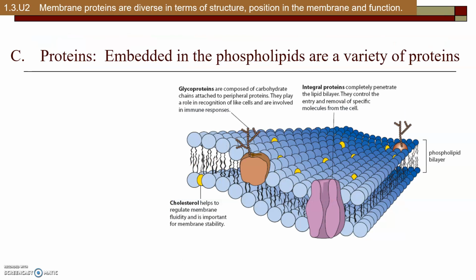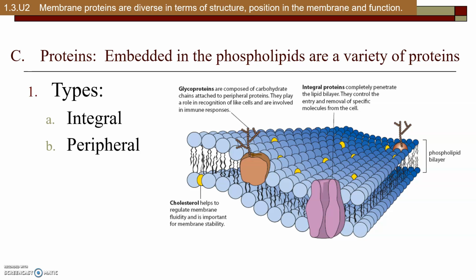Proteins are embedded in the phospholipids in a variety of different places, and as I said earlier, there are two main types: integral, which pass all the way through, as you can see by the purple one here, and you should be able to guess by looking at that structure that that function is going to be to allow molecules to travel across the membrane, either into the cell or out of the cell.